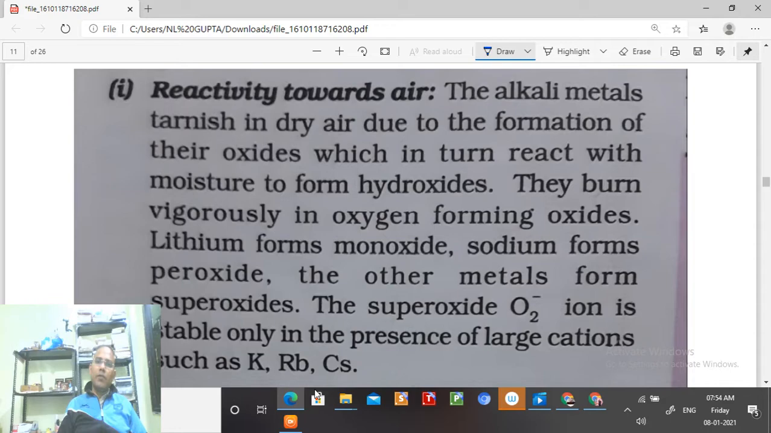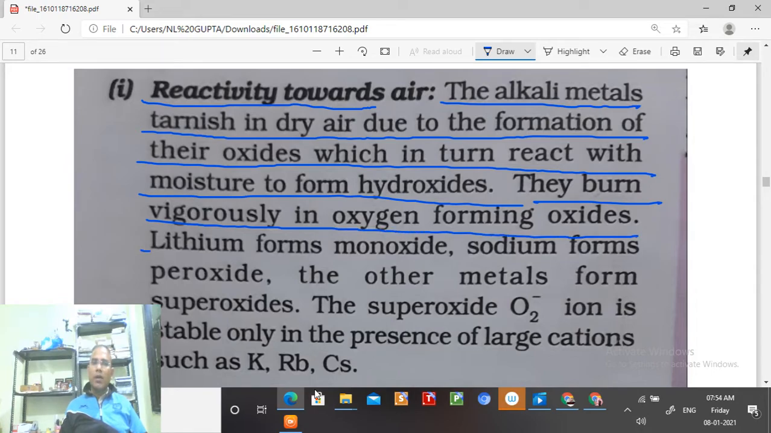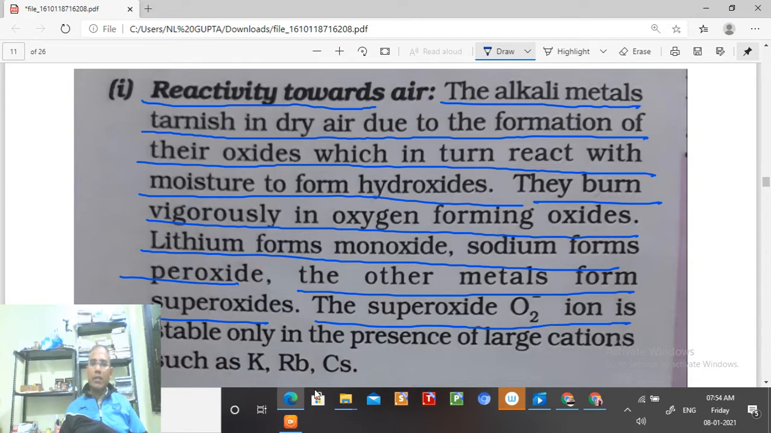Reactivity towards air. Alkali metals tarnish in dry air due to the formation of their oxides, which in turn react with moisture to form hydroxides. They burn vigorously in oxygen forming oxides. Lithium forms monoxide, sodium forms peroxide, and the other metals form superoxide. The superoxide O2- ion is stable only in the presence of large cations such as K, Rb, and Cs.